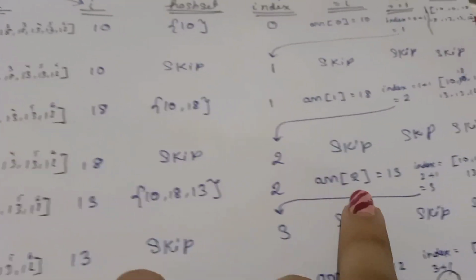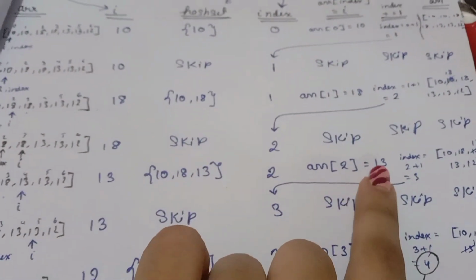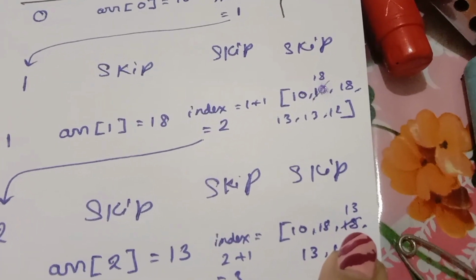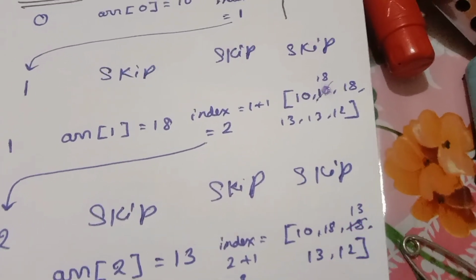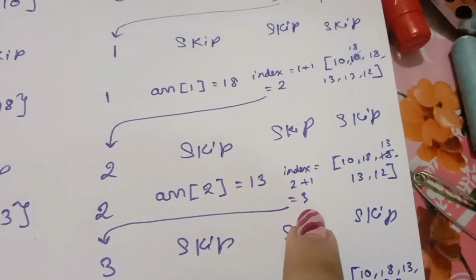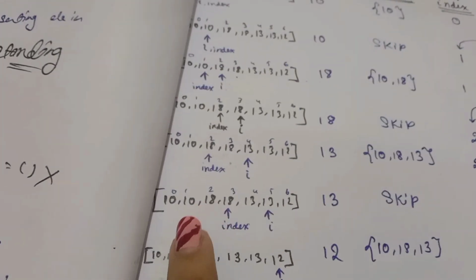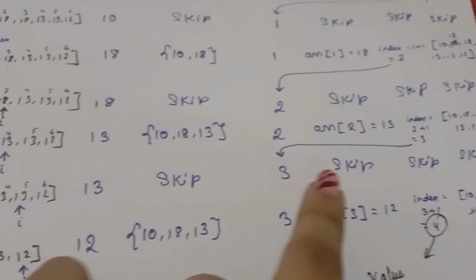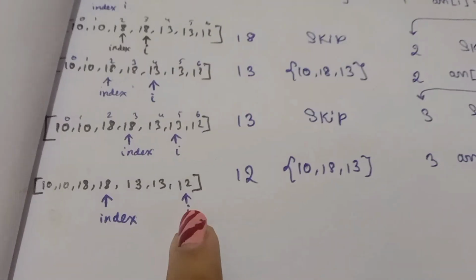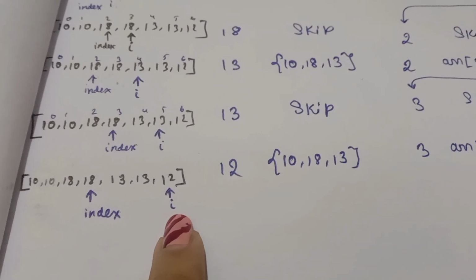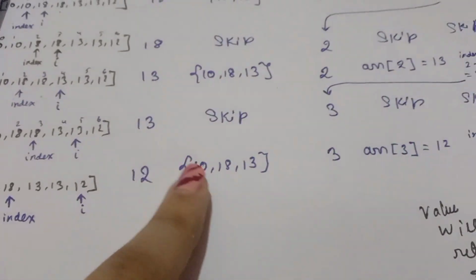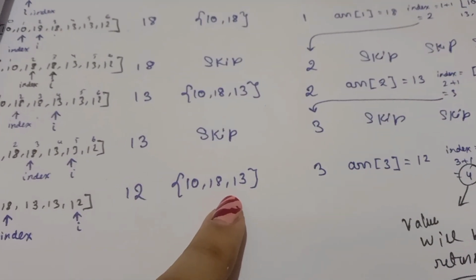The index is 2, that means at array index 2 the 13 will be put. Initially there was 18 at that position, it will be overwritten by 13, and then index will be incremented, and then again 13 is present, that's why all the things will be skipped. And then at the last, I is 12 and index is here, and again it is not present in the hash set, so I have to include it.